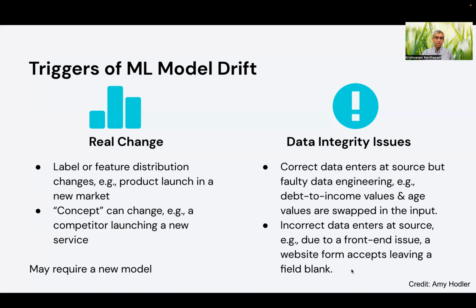The second type is incorrect data. It may be entering at the source itself. This could be due to, let's say, a bug in the front end. Let's say a website form accepts even if a field is left blank. As a result, that entry may become missing or may get corrupted.